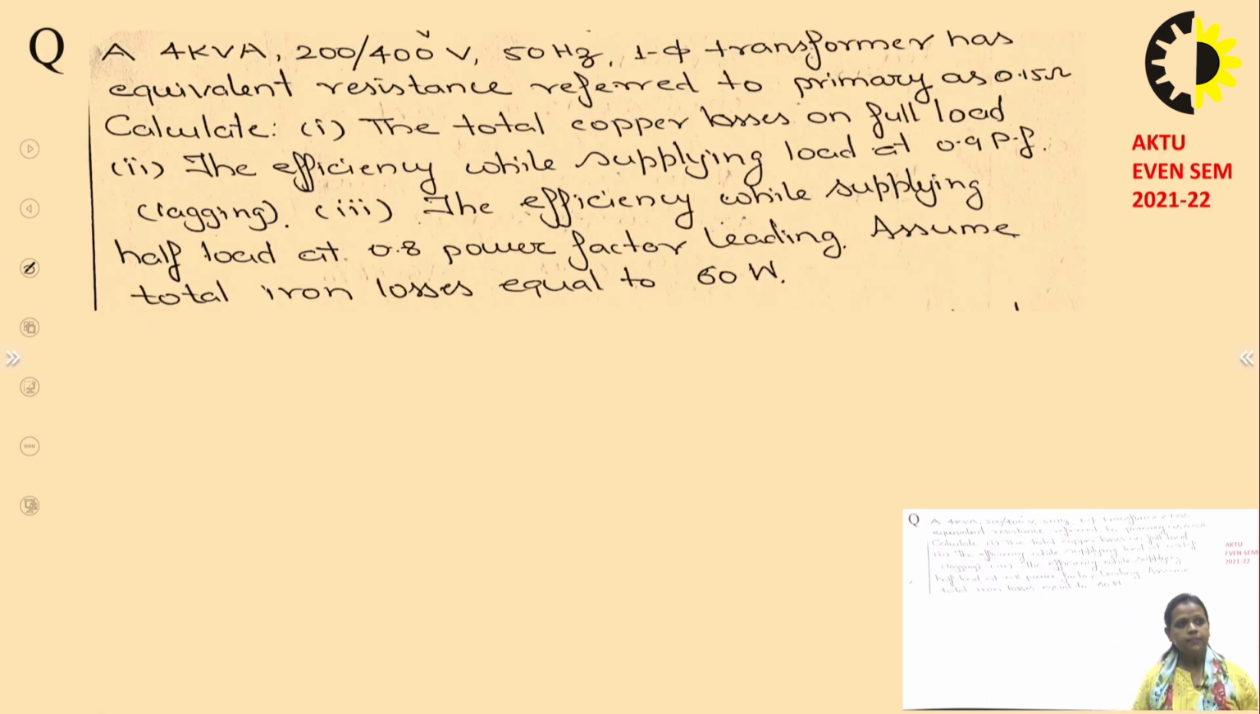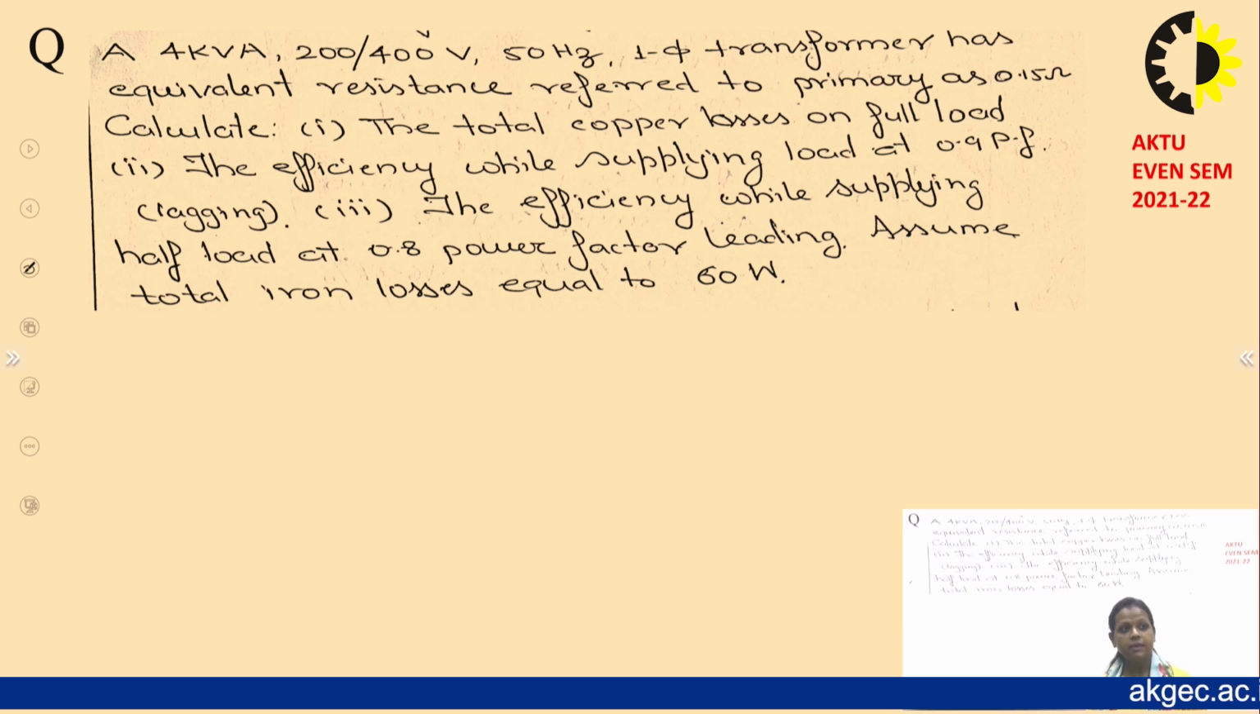Then coming to the next question: a 4 kVA, 200 by 400 volt, 50 hertz single phase transformer has equivalent resistance referred to primary as 0.15 ohm. You have to calculate the total copper loss on full load. Then you have to find efficiency while supplying load at 0.9 power factor. Then efficiency while supplying half load at 0.8 power factor leading, and assume total iron loss equal to 60 watt, right? So in this question, what is given?